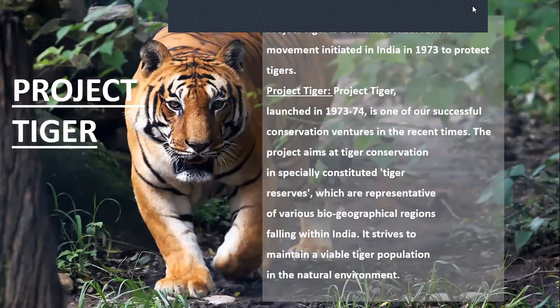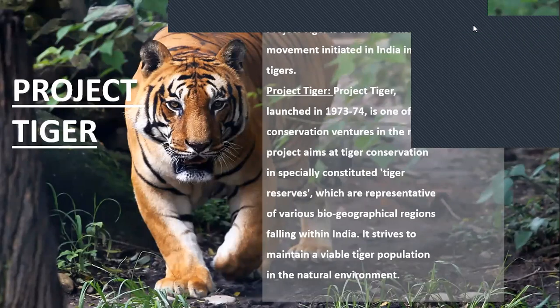Project Tiger is a wildlife conservation movement initiated in India in 1973 to protect tigers. Project Tiger, launched in 1973-74, is one of our successful conservation ventures in recent times. The project aims at tiger conservation in especially constituted tiger reserves, which are representative of various biogeographical regions falling within India. It strives to maintain a viable tiger population in the natural environment.